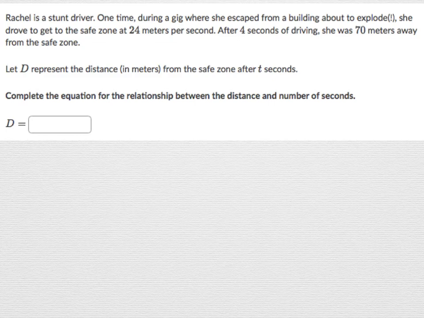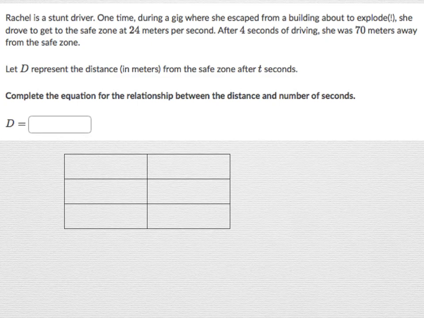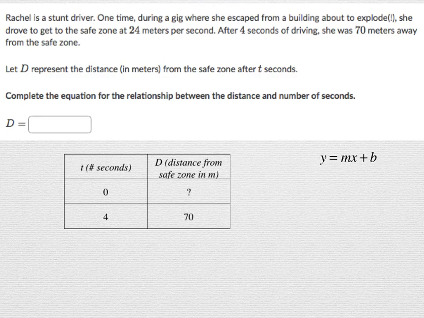an equation. So same thing, we're going to start with the table. We're going to put our independent variable down, which is t in seconds, and our dependent variable is D, the distance from the safe zone in meters. At 0 seconds, she is farthest away from the safe zone, but I don't know how far away it is, right? It says that after 4 seconds, she is 70 meters away from the safe zone. And because this is a linear function, we can use y equals mx plus b.